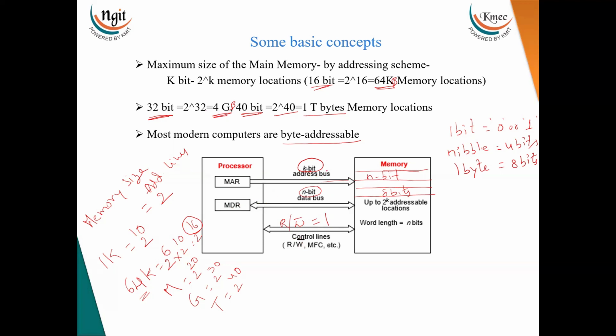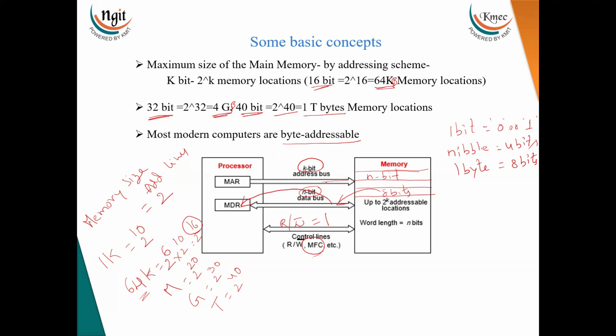In response to this, the memory will place the data from that location onto the data bus, and it will also insert the MFC signal. MFC means Memory Function Completed. After receiving the MFC signal, whatever data is on the data bus will be loaded onto the MDR. Like this, the processor is reading the data.